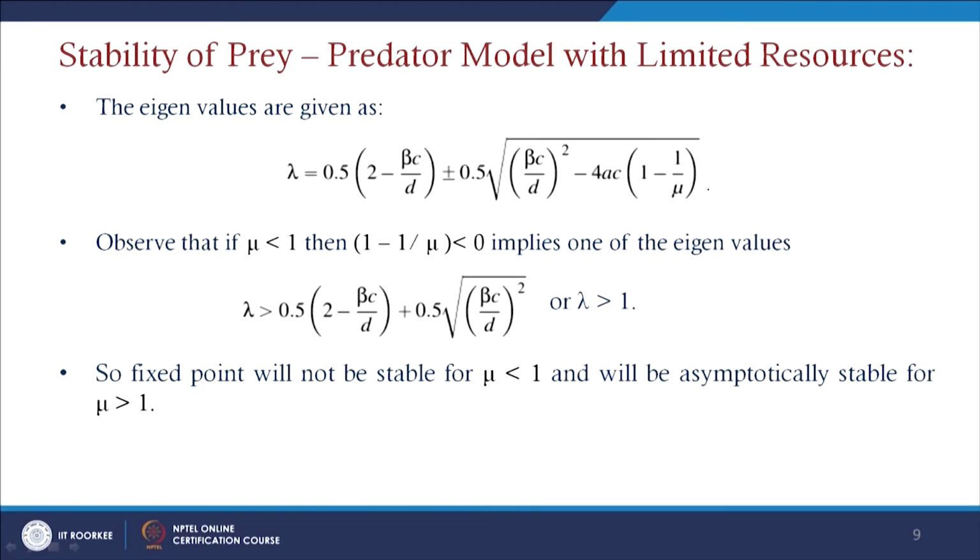And if we assume here that mu is less than 1, then 1 minus 1 by mu is also less than 0, which implies one of the eigenvalues lambda is greater than 0.5 into 2 minus beta C by D plus 0.5 square root of beta C by D whole square, or lambda greater than 1 here. So the fixed point will not be stable for mu less than 1 and will be asymptotically stable for mu greater than 1 here.